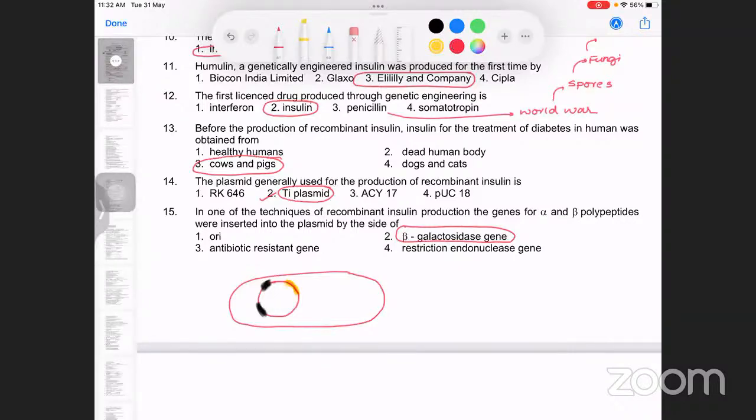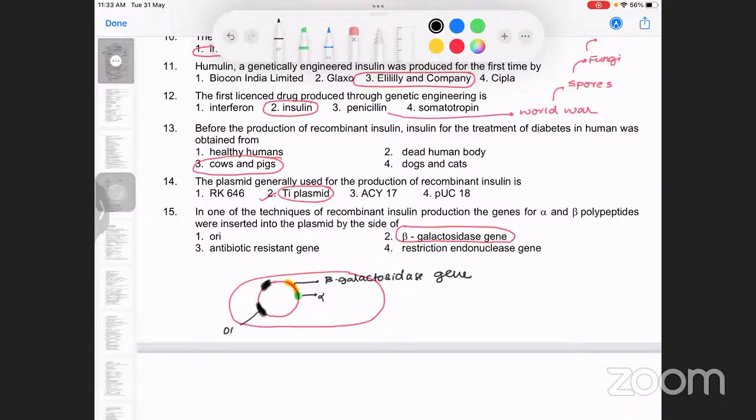Okay, beta galactosidase gene, and your insulin, say one produces chain A. Say this is the insulin gene which produces alpha chain. Okay, it will be introduced beside the beta galactosidase gene.